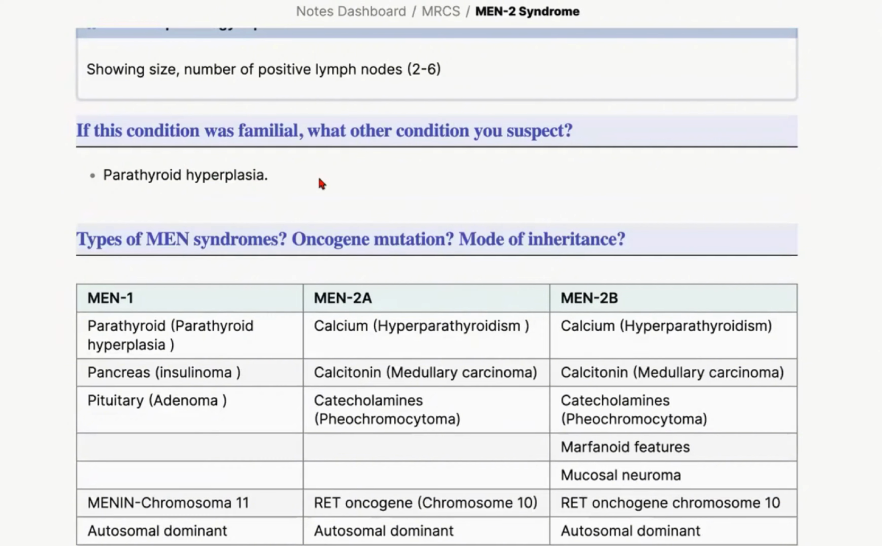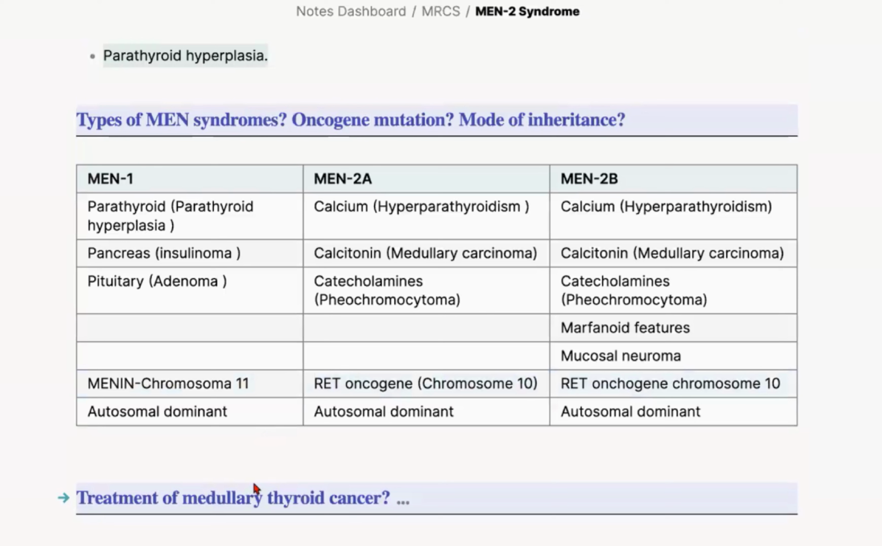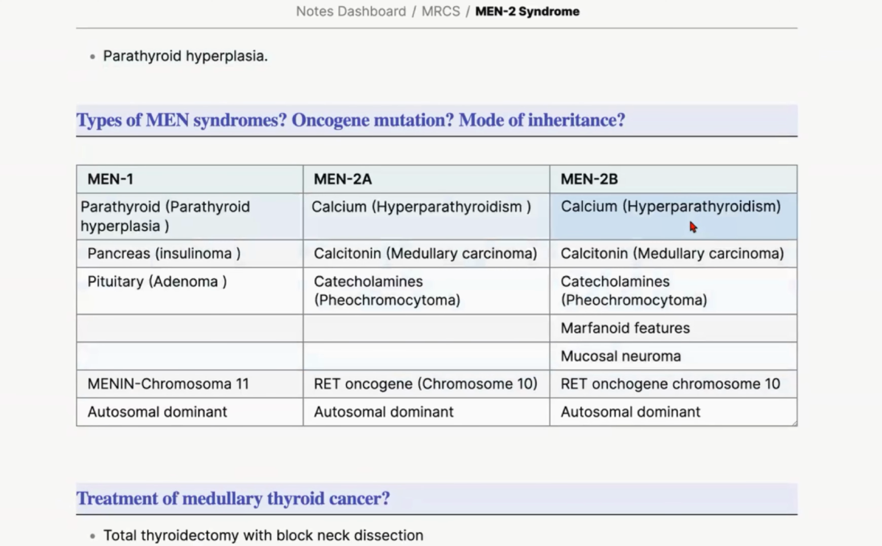So if the condition is familial, you would also think about parathyroid hyperplasia, because this is part of the differentials. You can also think of the pheochromocytoma and the marfanoid features, which is fair enough. Treatment of medullary thyroid cancer. So treatment usually will be discussed in the MDT meeting, and then possibly will be total thyroidectomy with block neck dissection. Good. I think we still have 8 seconds, which is almost done.